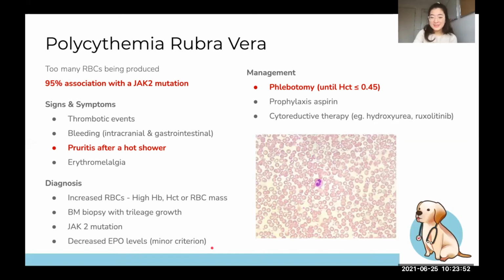In terms of management, how you would manage PRV, you basically do a phlebotomy, which is removing blood until your hematocrit is below 0.45, give them prophylaxis aspirin because of the thrombotic events, and also some cytoreductive therapy such as hydroxyurea. That's one that you tend to see quite often.